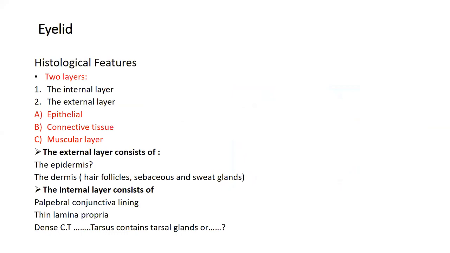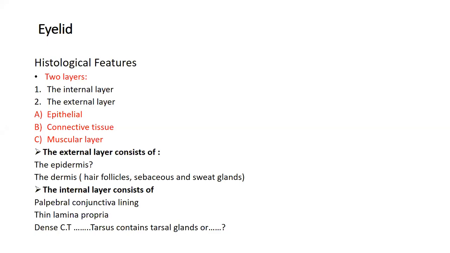In this section, first of all, we will study the structure of the eyelid. The histological features of the eyelid are that it is composed of two layers, the internal layer and the external layer. A, B, C are the different tissues of the body present in these two layers: epithelial tissue, connective tissue, and muscular layer. These tissues are incorporated in these two layers in a specific arrangement. Now we will study how they are arranged.